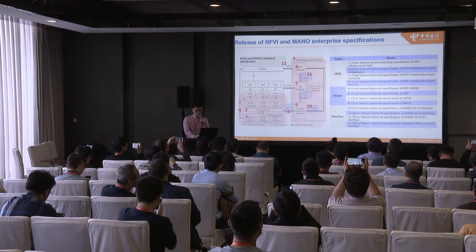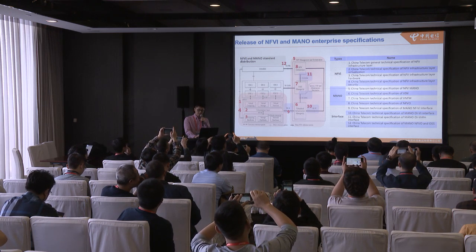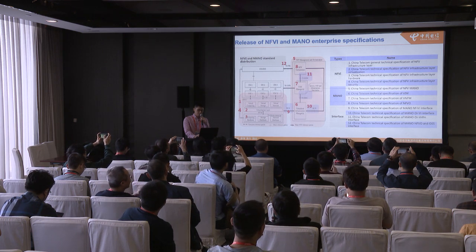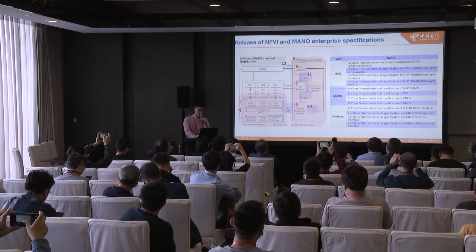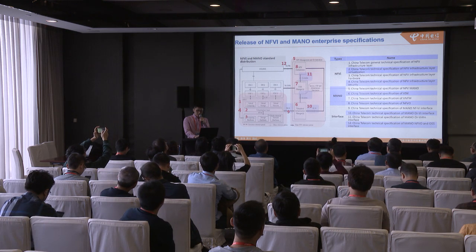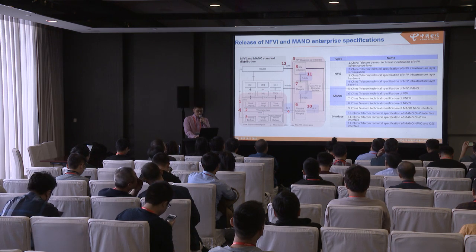And during our test, at China Telecom, we have also released 12 enterprise level specifications covering the scopes of almost all the interfaces in the ETSI's NFV architecture, including NFVI and MANO and interface.